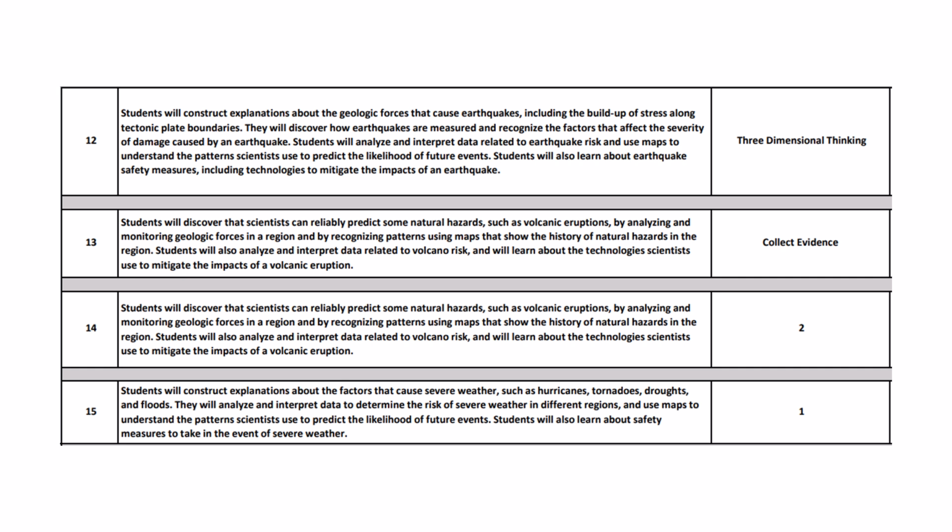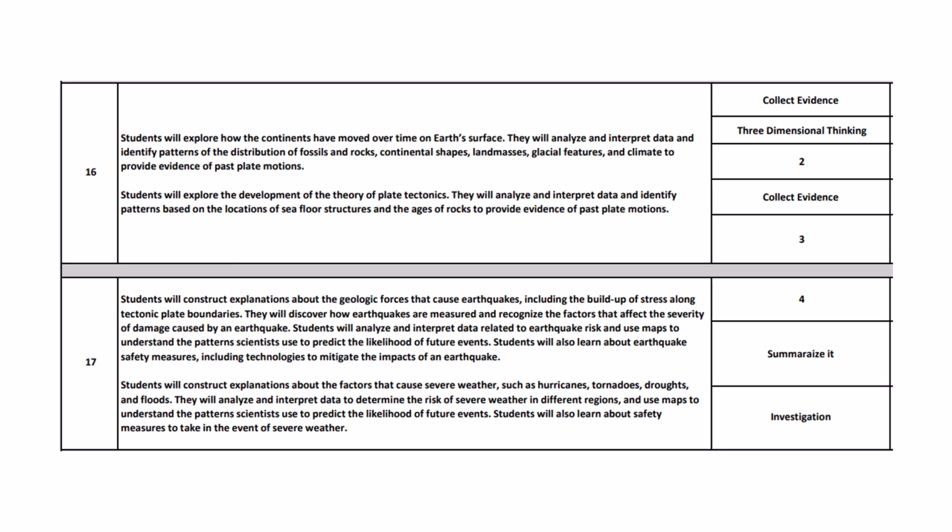So we have a few different severe weathers: hurricanes, tornadoes, droughts and floods. You have to analyze and interpret the data. They will give you a situation, a scenario. You have to read it, and you have to use the map to understand the patterns and try to predict the likelihood of the event. Okay, so that's the thing. Then let's look at the next one.